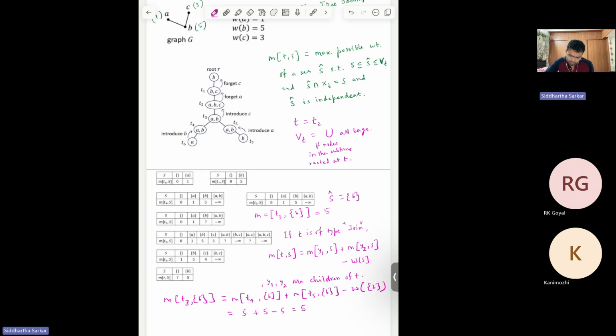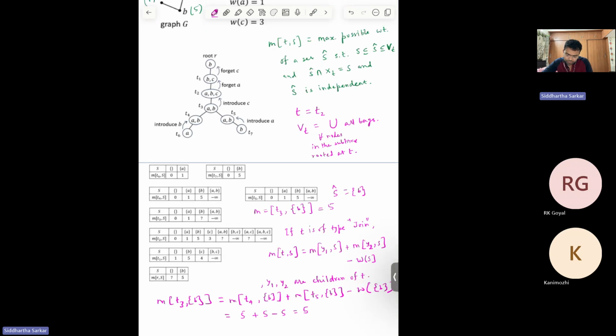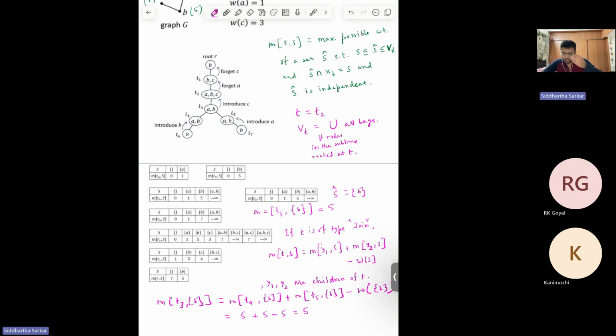So some formulas are there. For a join node, this is the formula. Okay. Now, if you ask me why this is the formula, then I have to give it a thought.